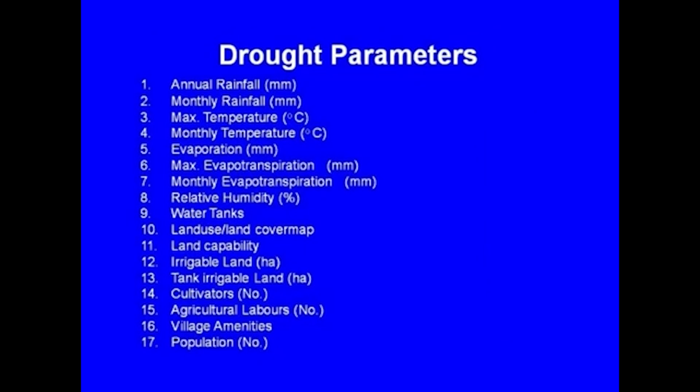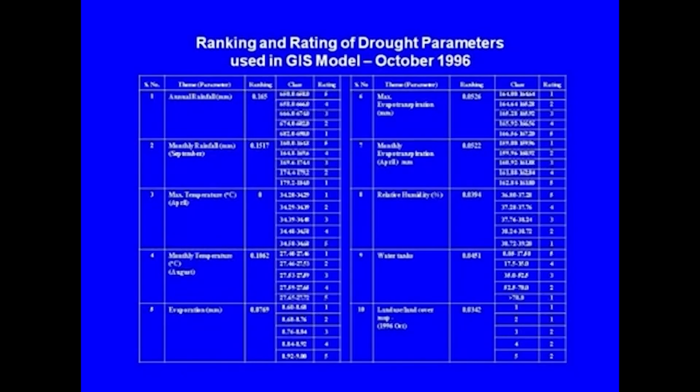Based on this, the drought parameters have been identified. There are 17 such drought parameters which have been taken into consideration, and we have already seen the creation of these layers in the previous slides. Based on this we now go on to provide the ranking and the ratings of the various drought parameters. So, for example, for annual rainfall, a ranking of 0.165 has been carried out.